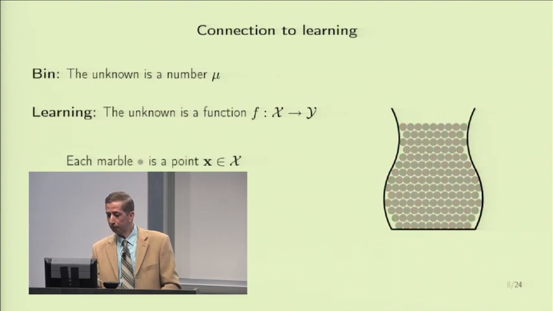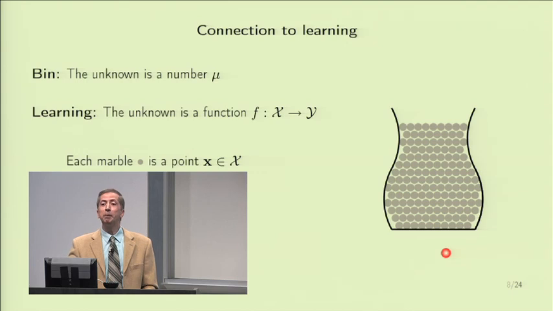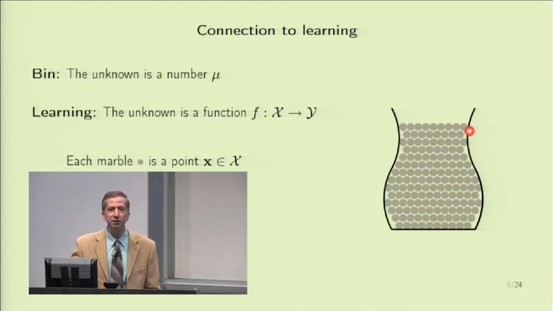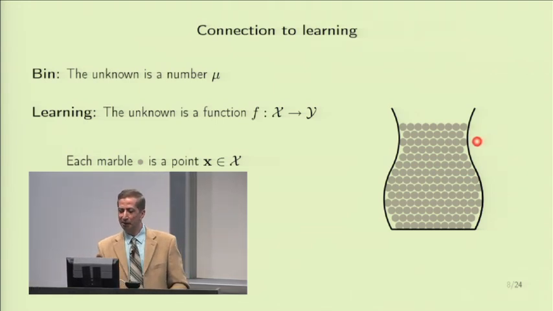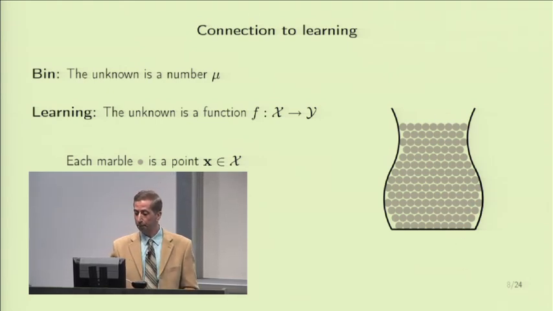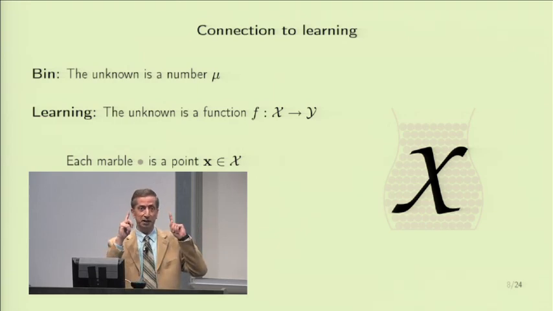The way we are going to do it is the following. Think of the bin as your input space in the learning problem. That's the correspondence. So every marble here is a point X. That is a credit card applicant. If you look closely at the gray thing, you will read salary, years in residence, and whatnot. You can't see it here because it's too small. Now, the bin has all the points in the space. Therefore, this is really the space. That's the correspondence in our mind.